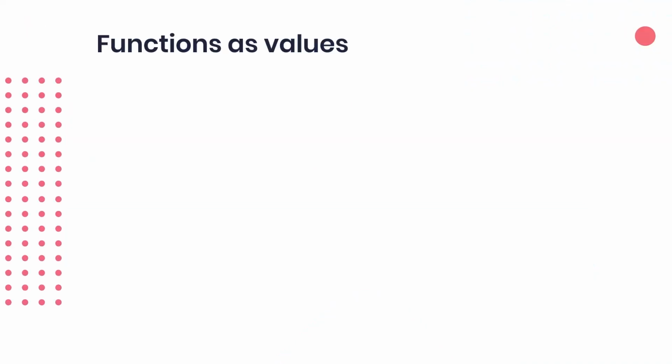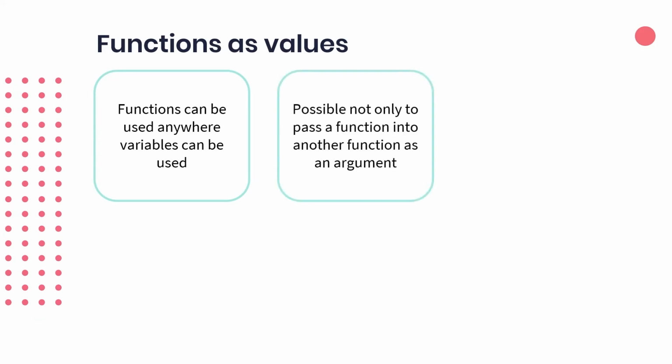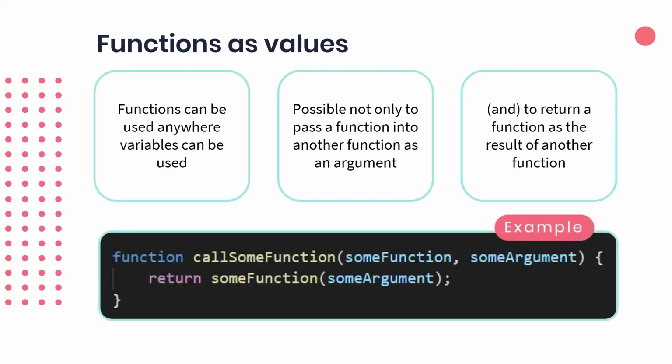Functions as values. Because function names in ECMAScript are nothing more than variables, functions can be used anywhere variables can be used. This means it's possible not only to pass a function into another function as an argument, but also to return a function as a result of another function. Take a look at this function. This function accepts two arguments. The first argument should be a function, and the second argument should be a value to pass to that function.